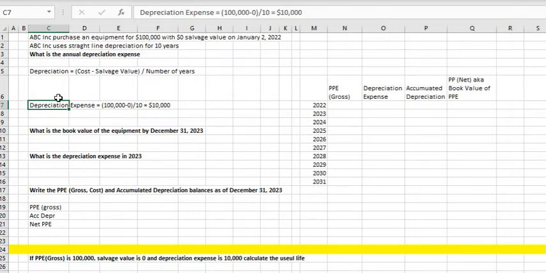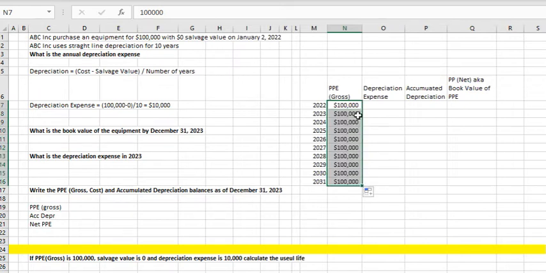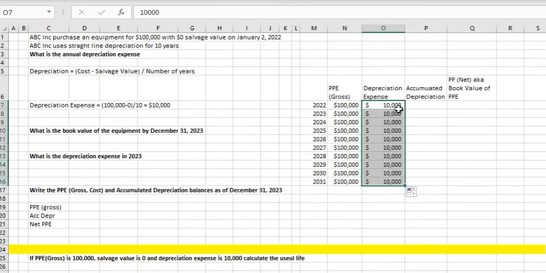How do we record this on a 10-year horizon? So for PP&E we are going to record $100,000, and this is going to stay the same across the years. So PP&E is recorded at the historical cost, and it's going to stay the same across all the years. Our depreciation expense is $10,000, and since we are using straight line depreciation, the depreciation expense is going to be constant across all years as well. So for 10 years we are going to have depreciation expense of $10,000.